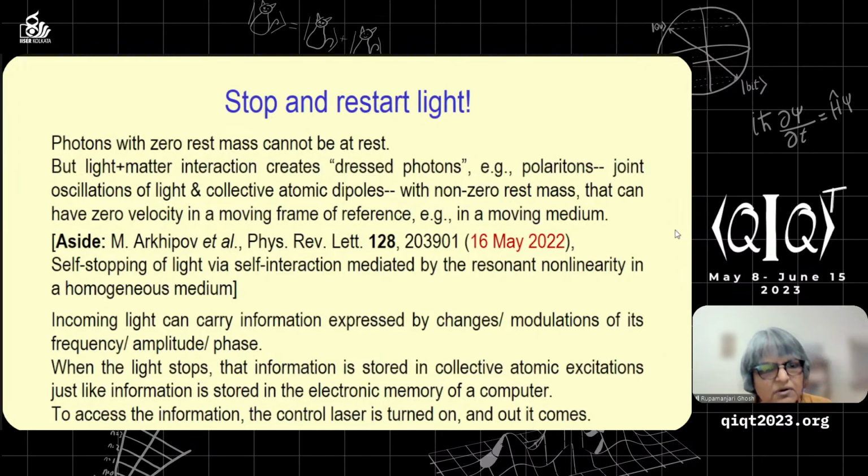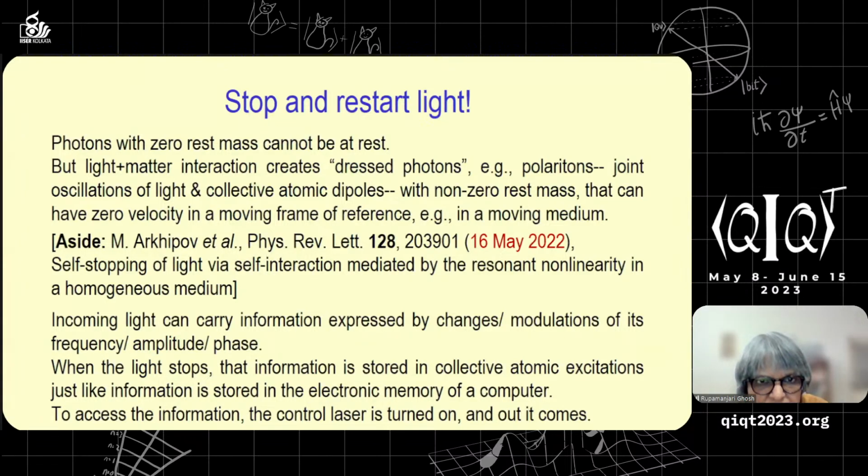So people have been talking about self-stopping. Those are different things. This is not what I was talking about. The idea is if you can actually stop light, which is extremely difficult to do, but with these kinds of light-matter nonlinear interactions, you can actually stop the light. Then if the incoming light was carrying information that was coded by changes or modulations of its frequency or amplitude or phase or all, then when the light stops, that information gets stored in collective atomic excitations, just like information is stored in the electronic memory of a computer.